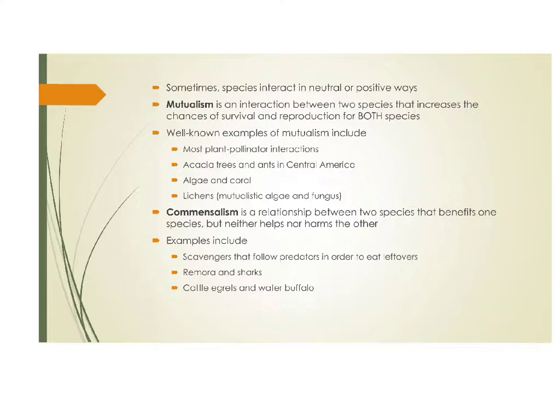Commensalism is a relationship between two species that benefits one species, but neither helps nor harms the other. So one is receiving a benefit and the other one is like, cool. Examples include scavengers that follow predators in order to eat leftovers. Again, the scavenger is getting the food benefit, but the predator doesn't care. And of course, the animal that's dead doesn't care either.